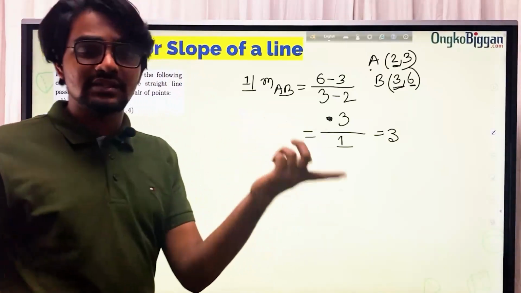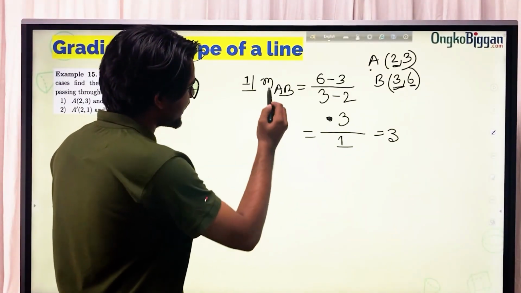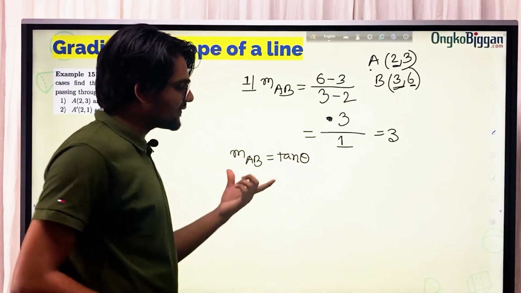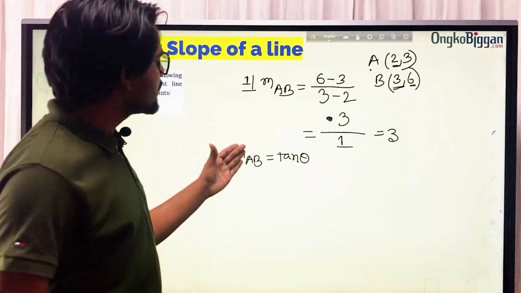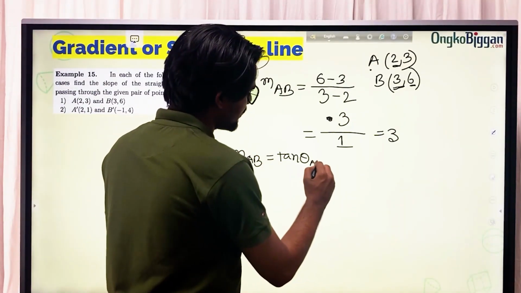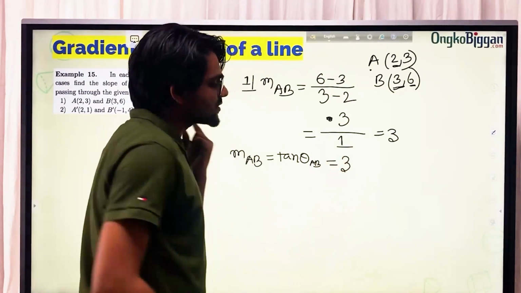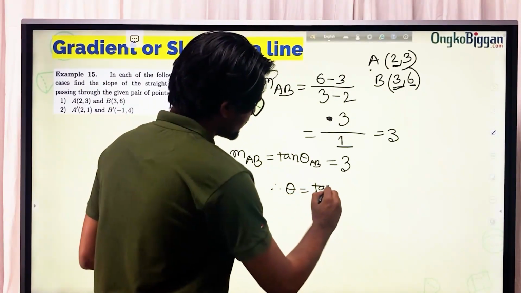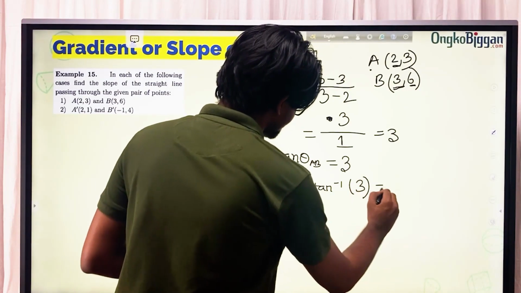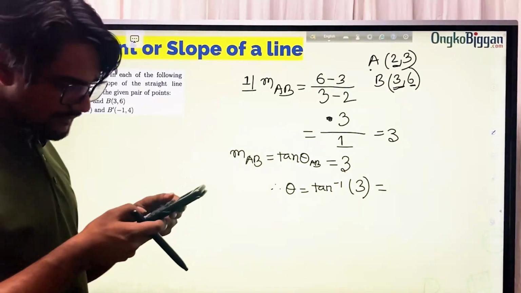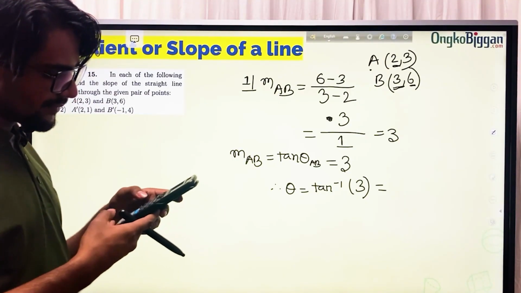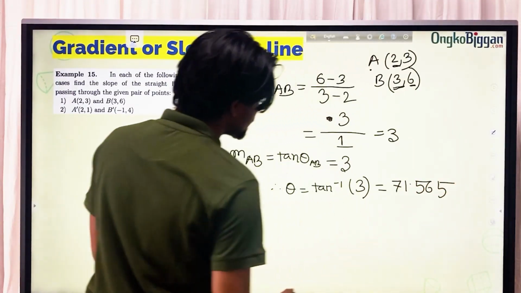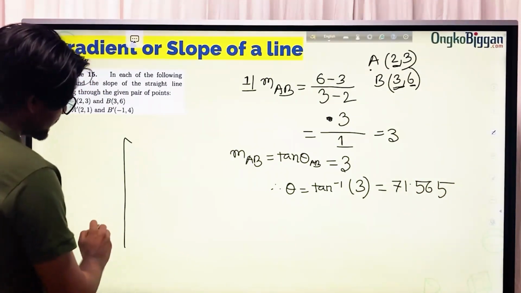So what will be the angle of inclination with the x-axis? If I write m_AB is equal to tan theta, as I said before, the value of tan theta is equal to the slope of the line. So m_AB is equal to tan theta, equal to 3. So we got the slope equal to 3. So what will be the angle? The angle theta will be tan inverse 3, which is actually 71.565.